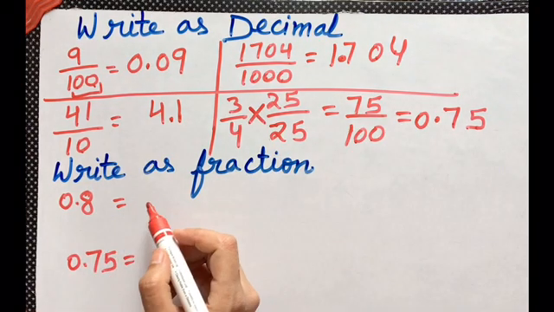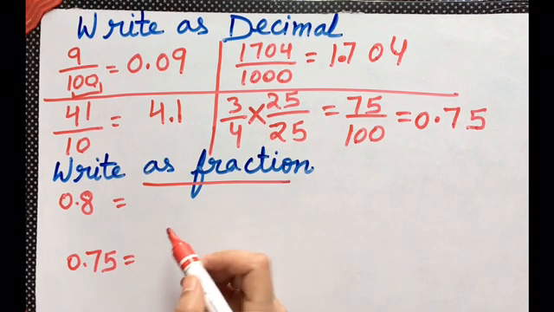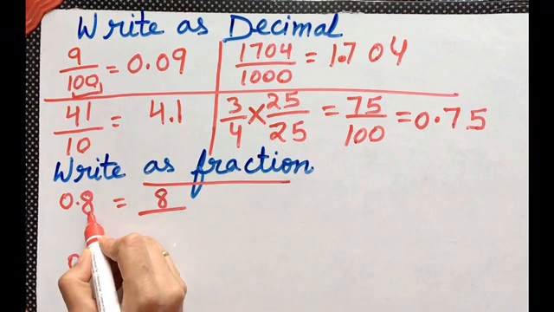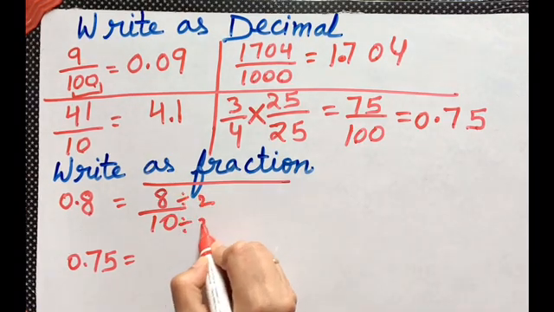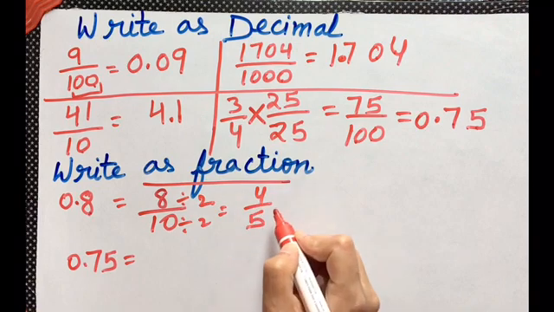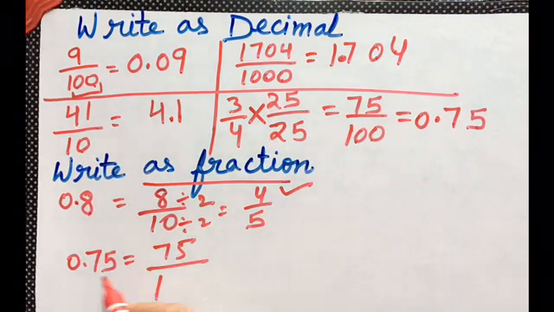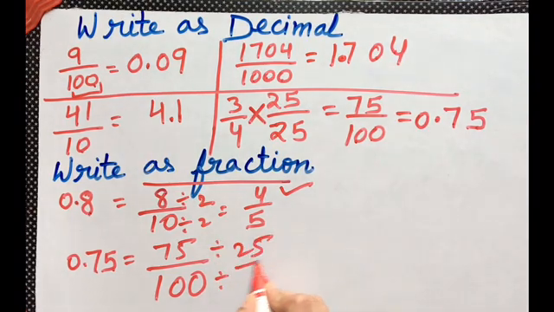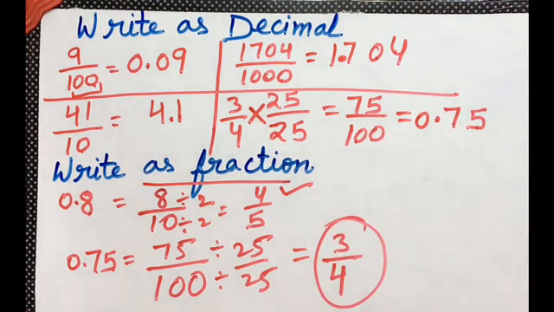Fine. Similarly, if a decimal is given and you want to convert it into a fraction, so 8 upon, 1 digit after the decimal, so it will be 10. Now divide by 2, it will be 4 upon 5. So this is in the simplest form. Here also 75 upon 100, so both of them are divisible by 25. Fine. So 3 upon 4. So this is the fraction in simplest form. Fine.